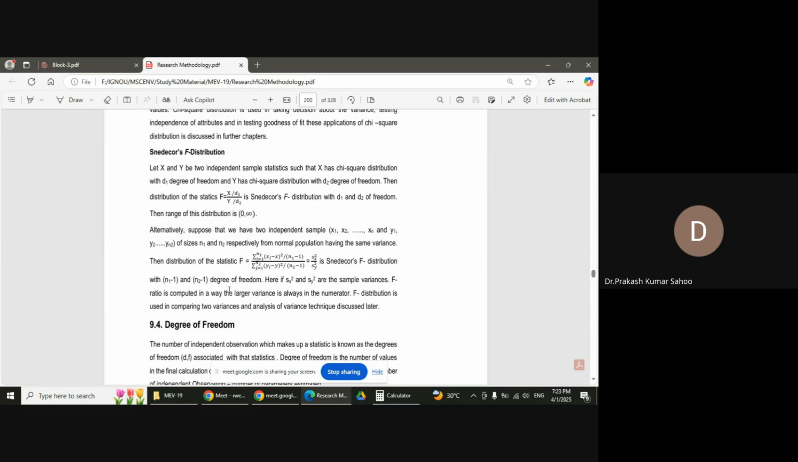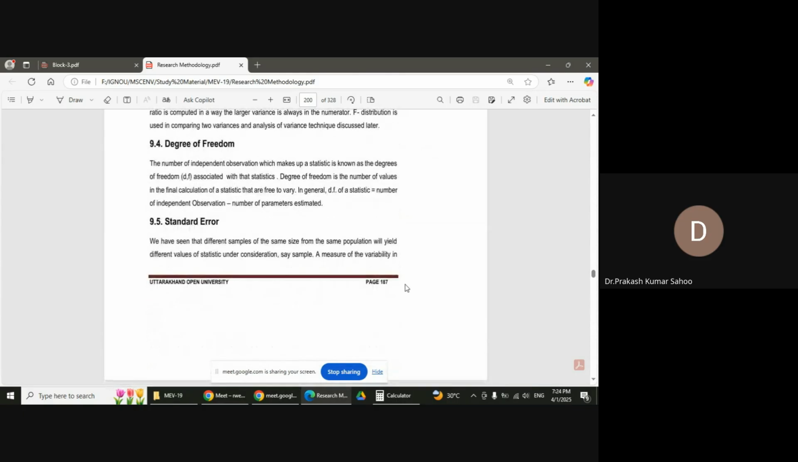So it can be written as sx square by sy square. As already highlighted, n1 minus 1 will be the degree of freedom for the first set of data, and n2 minus 1 will be the degree of freedom for your second set of data, and s square becomes your variance. So this equation is nothing but your variance, s square, so sx square by sy square. In this way you have to calculate the F distribution.